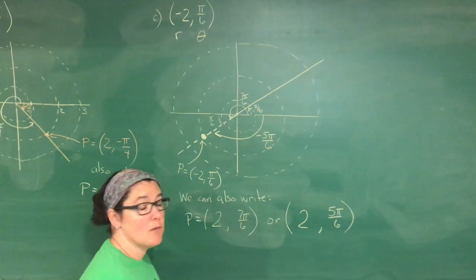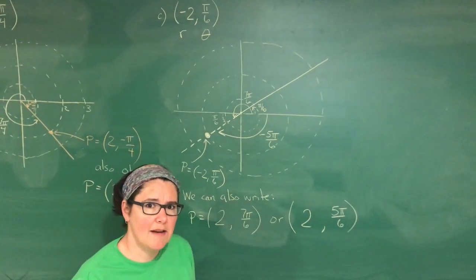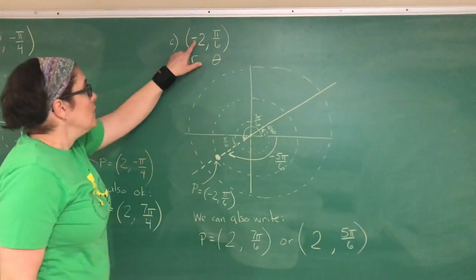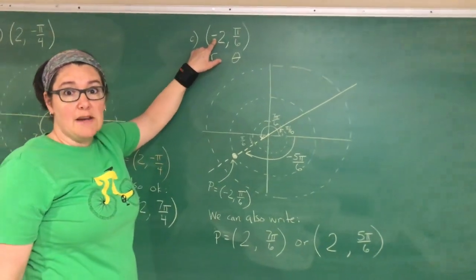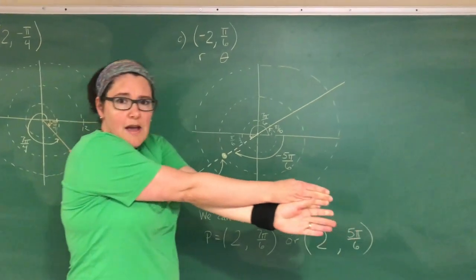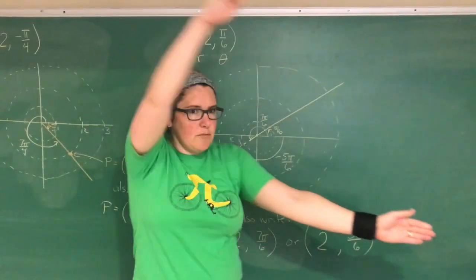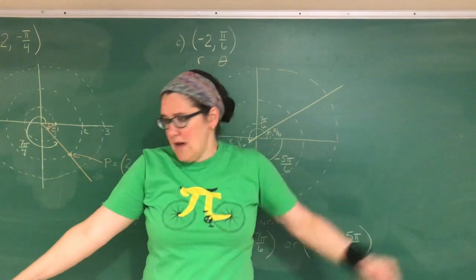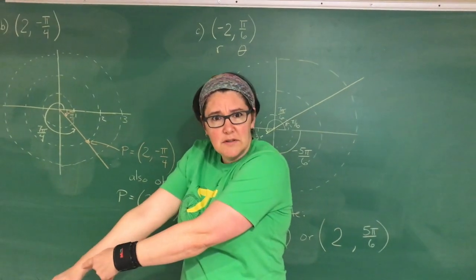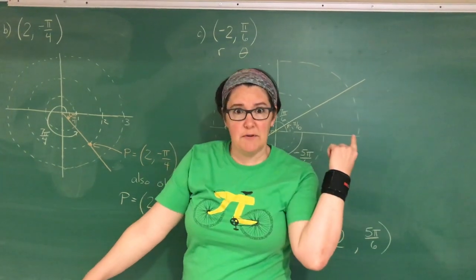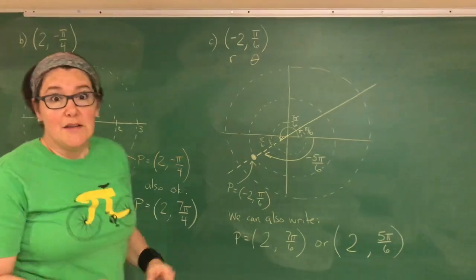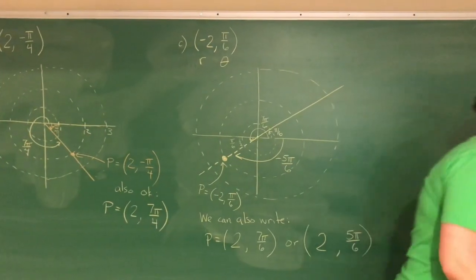So back at the beginning, when I said that r is a directed measurement, the directed part comes from whether this r value is positive or negative. If the r value is positive, you look at your angle, you swing your arm to whatever that angle is, and then what you follow towards your fingers is the positive r direction, and opposite of the direction of your fingers is the negative r direction. Okay, so now we've seen 3 examples of plotting polar points.